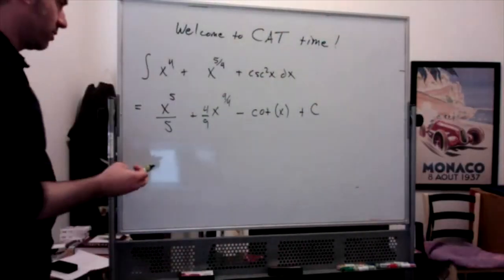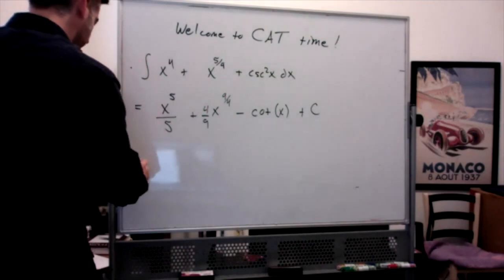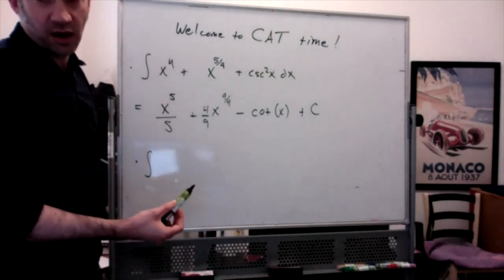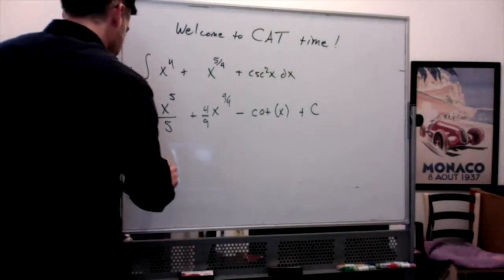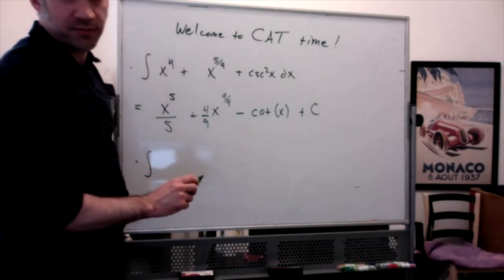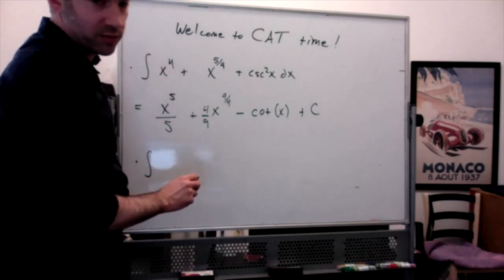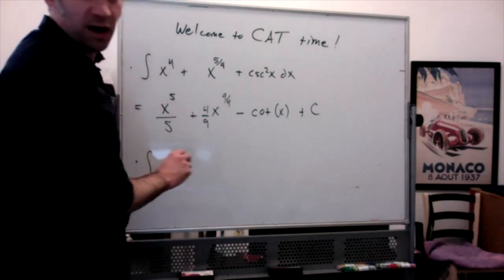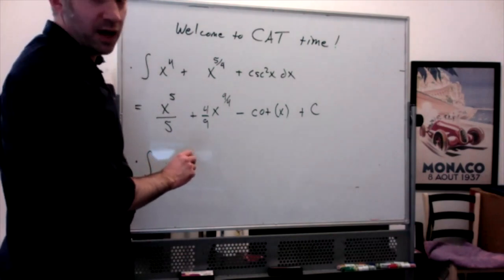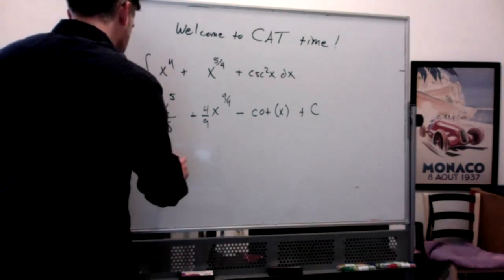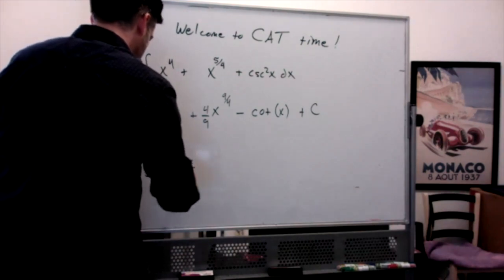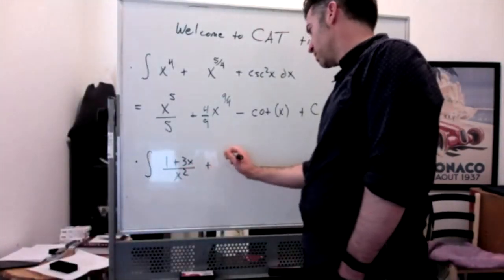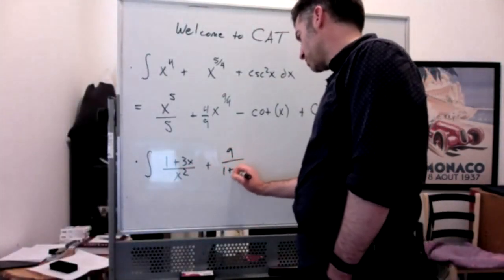Let's look at a couple more. Let's find the antiderivative of, say, I'm going to write this in a slightly different way: 1 plus 3x over x squared plus 9 over 1 plus x squared.